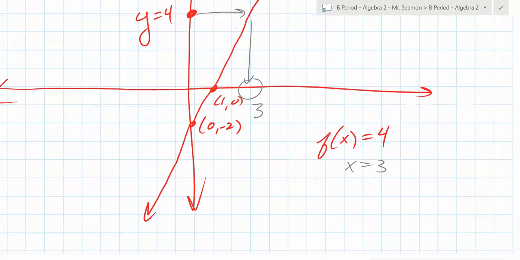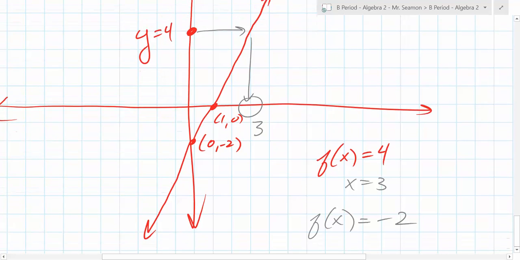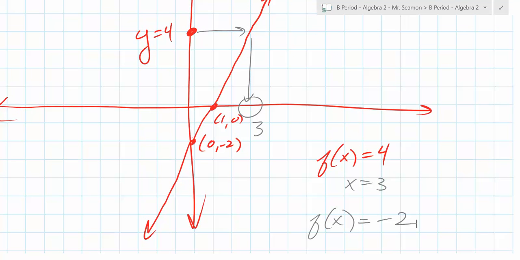The next one tells you f of x is equal to negative 2. So you go down to negative 2. What x value are you at? 0. X equals 0. And then the last one, I'll change colors here.